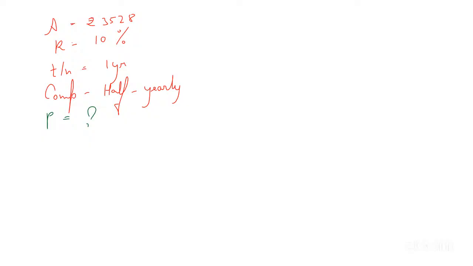Now, one thing I will give you: the formula that we use, the amount formula. Which amount formula? The one that we use for half yearly. P into (1 plus R by 2 by 100) raised to the power 2n. This is the formula that we use for half yearly. So you've got to use the same formula and then solve it. Then find out the value of P.